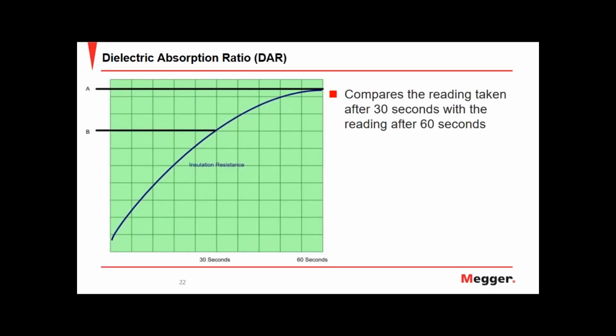Then we can get into some of the more diagnostic tests. This one is the dielectric absorption ratio test, or DAR as it's often known. This compares the readings of an IR value at 30 seconds and again at 60 seconds. And this is when the insulation material is starting to absorb some energy and storing it within its structure.